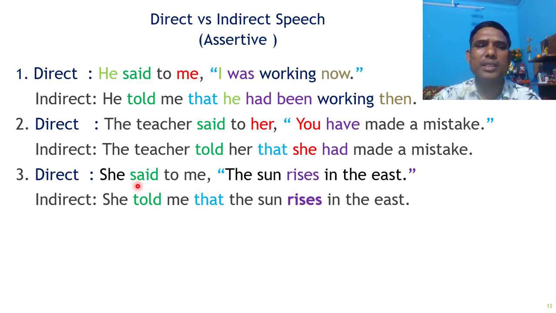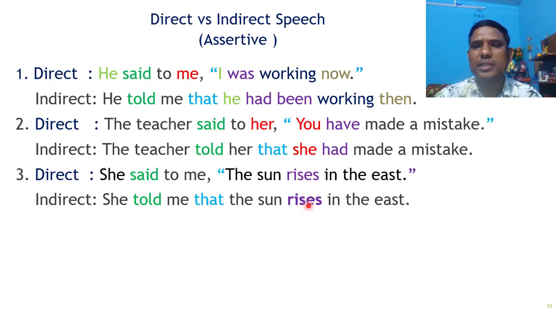The reporting verb said is in the past tense, but the tense in the direct speech has not been changed into the corresponding past tense in the indirect speech because the statement indicates a universal truth. That is, as the statement indicates a universal truth, the tense in the direct speech has remained the same in the indirect speech. Rises, present simple tense; rises, present simple tense.